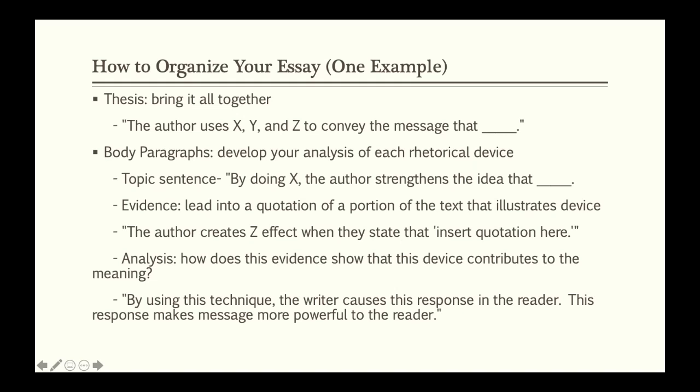Okay, next we have the evidence. So now you just made a statement, so you want to immediately back it up. And we do this by pulling a quotation from the source we used. In this case, likely a speech. So use that and you say okay, the author creates this effect when they state that blah, blah, blah. All right. And then after that part's pretty simple, just pull from the text.